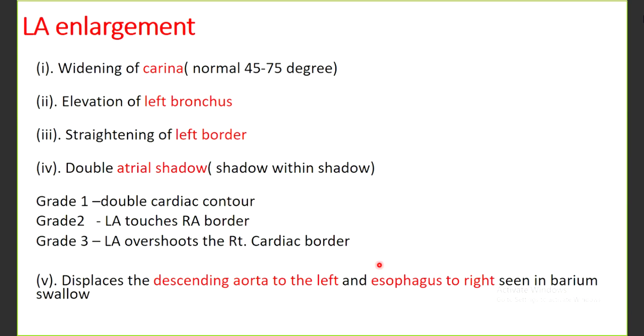From right atrial enlargement, we move to left atrium. Left atrium enlargement, the findings would include a carinal widening more than 75 degrees. The left bronchus gets elevated. The left border of the heart gets straightened. You see the so-called shadow within shadow or double atrial shadow, which are of different grades. And of course, when the LA enlarges too much, it will shift the descending aorta to the left and push the esophagus to the right, which obviously will be seen only on barium swallow.